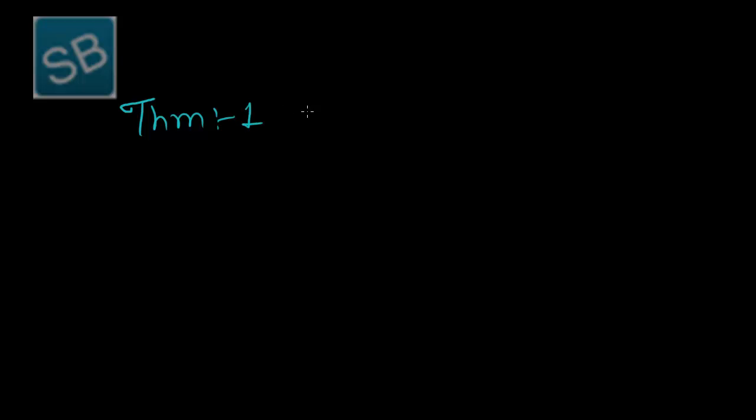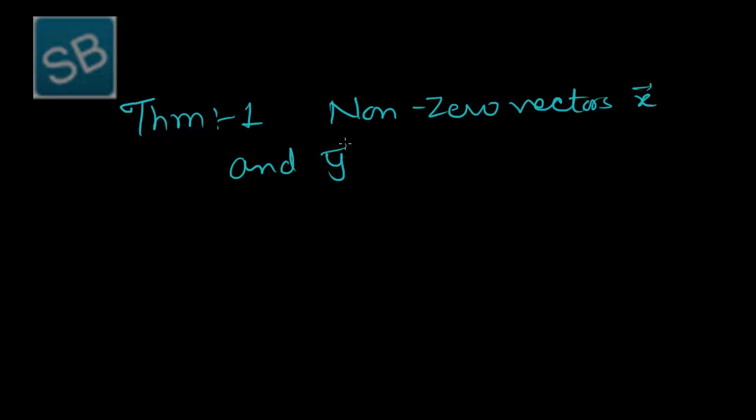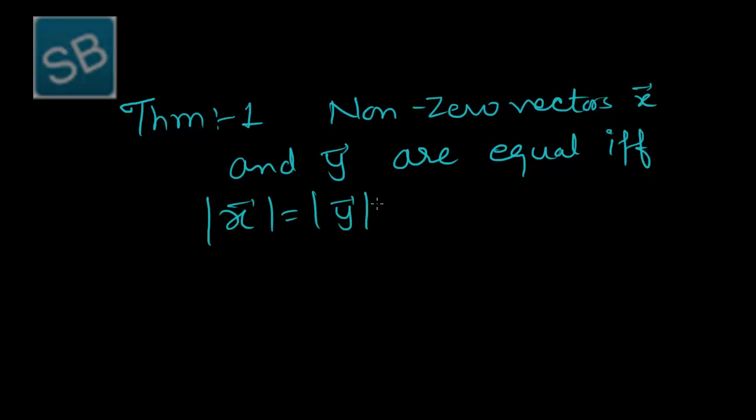So theorem 1 is: non-zero vectors x and y are equal if and only if their magnitudes are equal and vector x and vector y have the same direction.